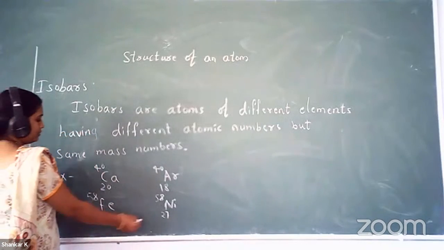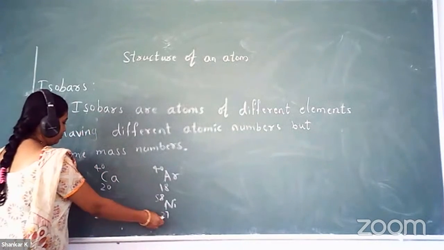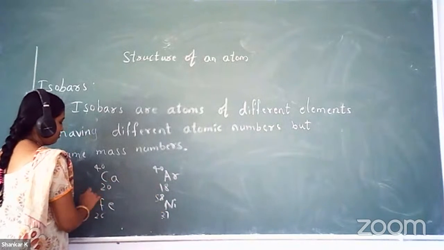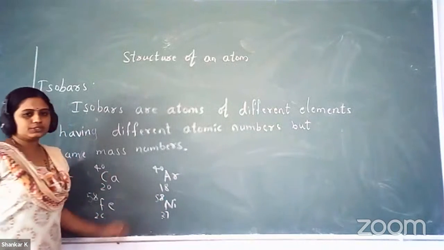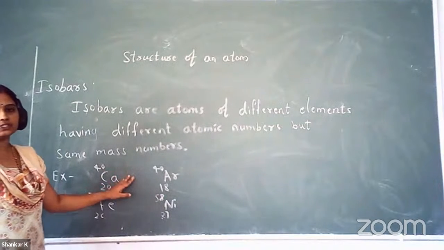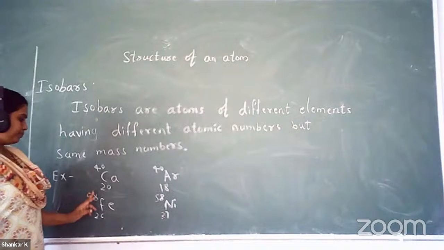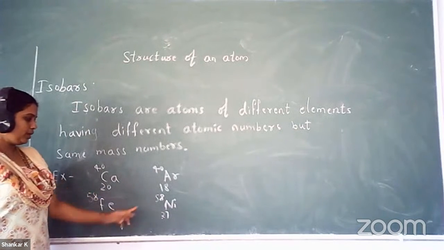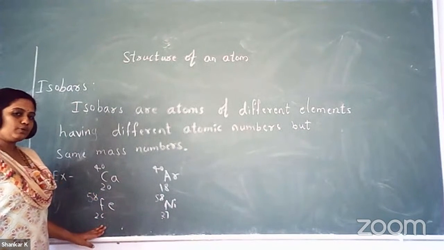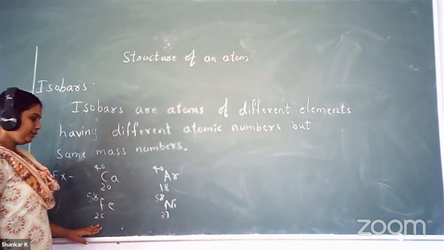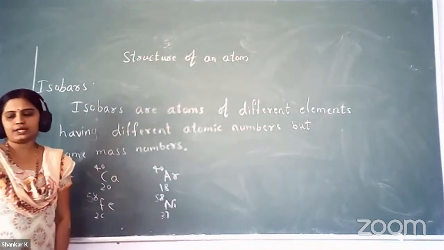Now you can see the difference in the atomic number, but they have the same mass number. So this is what we call isobar. Isotope means the mass number is different, the atomic number is the same. Isobar means the atomic number is different, the mass number is the same. You have to keep that in your mind.